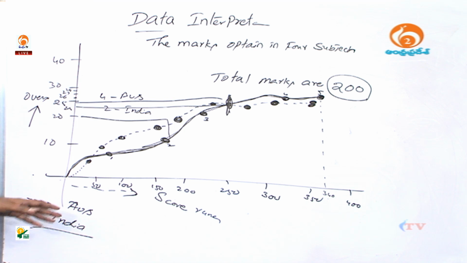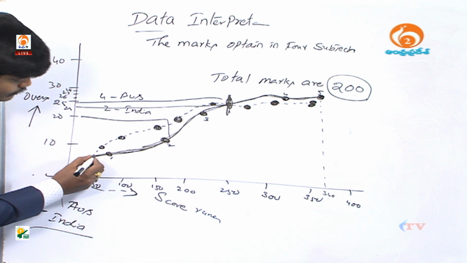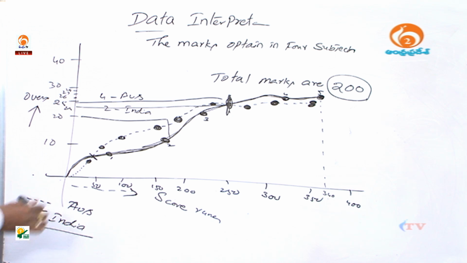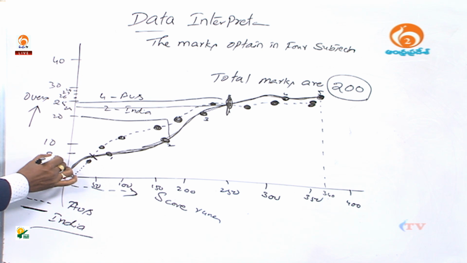Next question. At what overs are India and Australia's runs almost equal, less than 20 overs? Again at this position India and Australia are equal, that is at nearly approximately 8 overs.